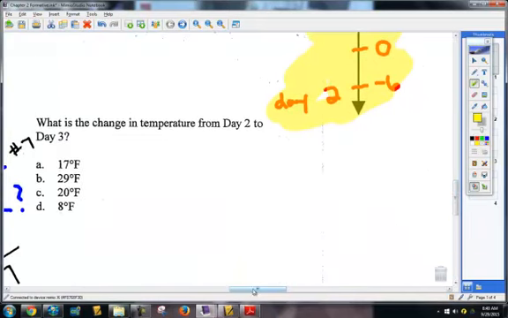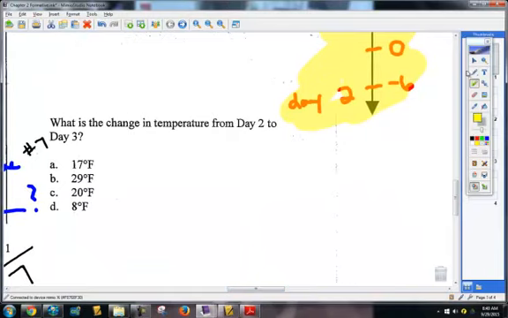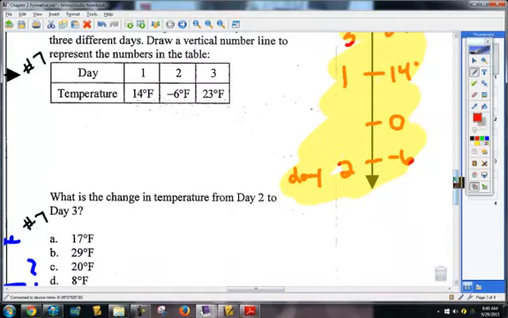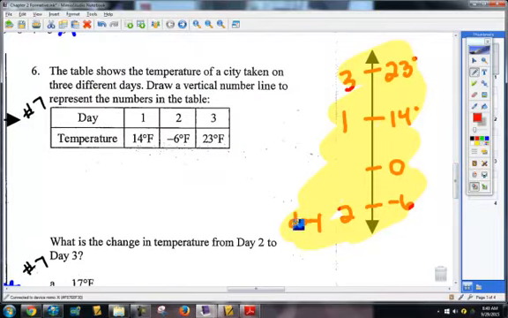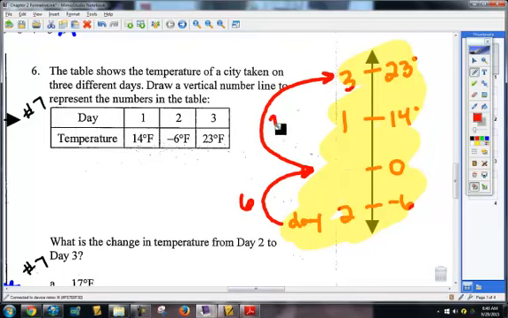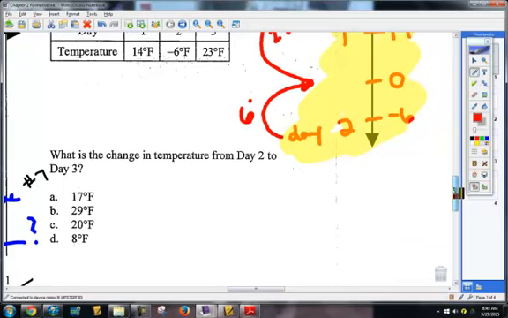Next one here. What is the change in temperature from day 2 to 3? So here's day 2, all the way up to day 3. Just ask yourself, if it's negative 6 degrees today, how far would that temperature have to rise just to get back to 0 degrees? 6 degrees, absolute value, right? How much farther would it have to go up just to get up to 23 degrees then? 23 degrees. So, how much did it have to rise? 29 degrees.